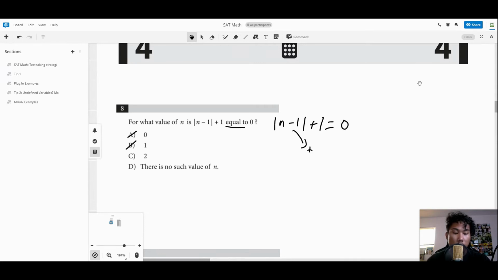And there is no such value of n that would give you a negative 1 as the output of the absolute value. So D, sorry, I crossed that out. D is in fact the correct answer in this case.